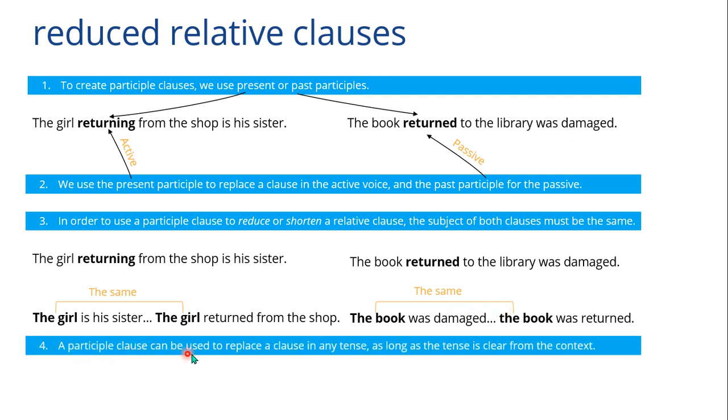A participle clause can be used to replace a clause in any tense, not only in the past, not only in the present, but also in the future. As long as the tense is clear from the context, you can apply this construction.